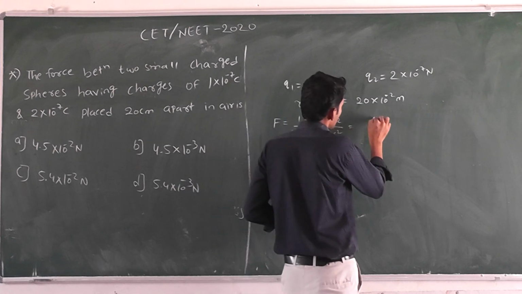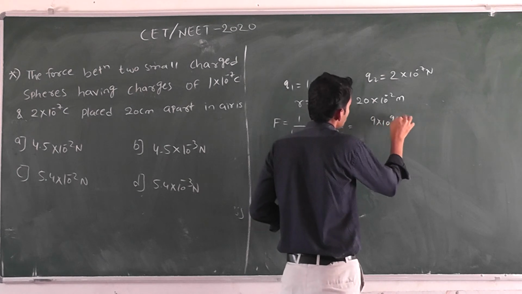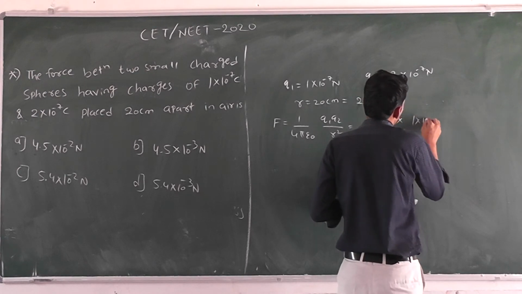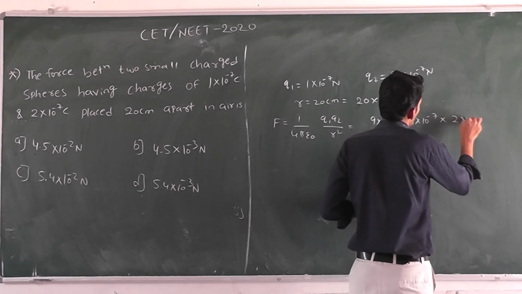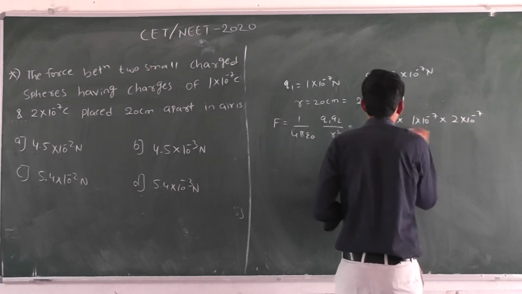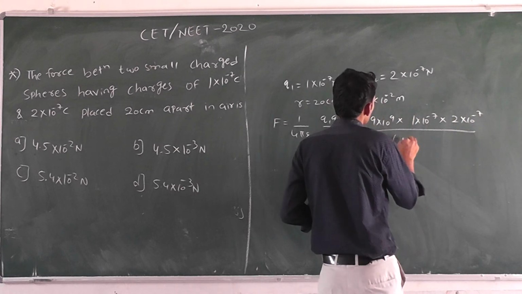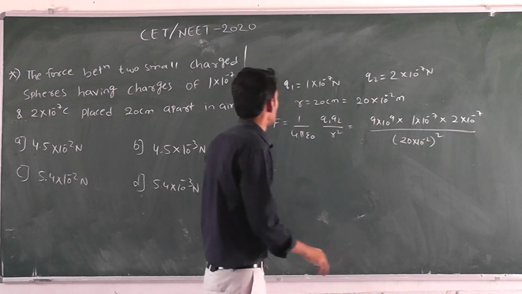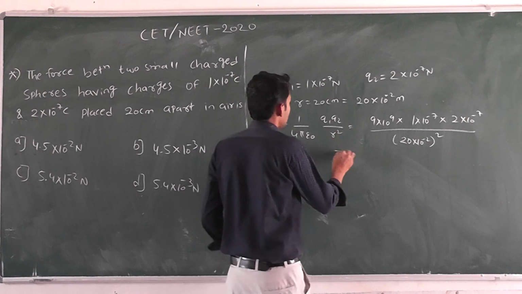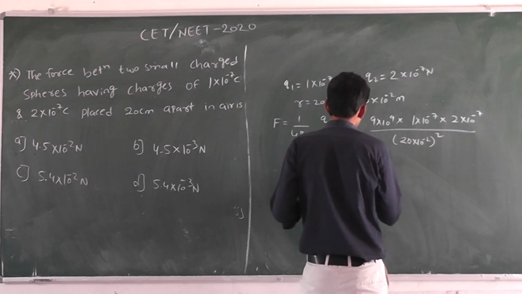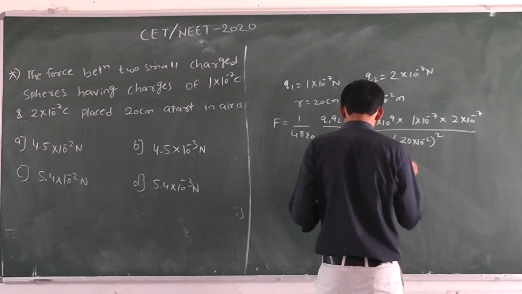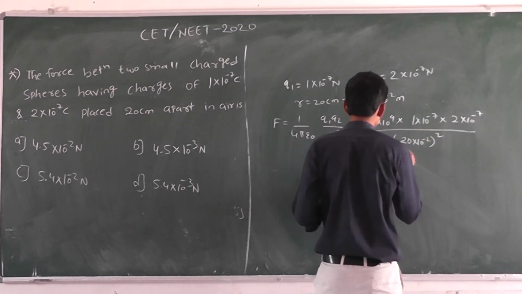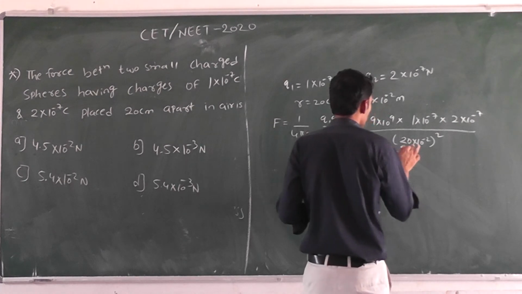So 1 by 4 pi epsilon naught is nothing but 9 into 10 to the power of 9. And Q1 charge is 1 into 10 to the power of minus 7, Q2 charge is 2 into 10 to the power of minus 7. Next, R square. So what will we get here? 9 into 2 is 18, so 18 into 10 to the power of 9 minus 7 minus 7, so we get minus 5, divided by 20 into 10 to the power of minus 2 whole square.